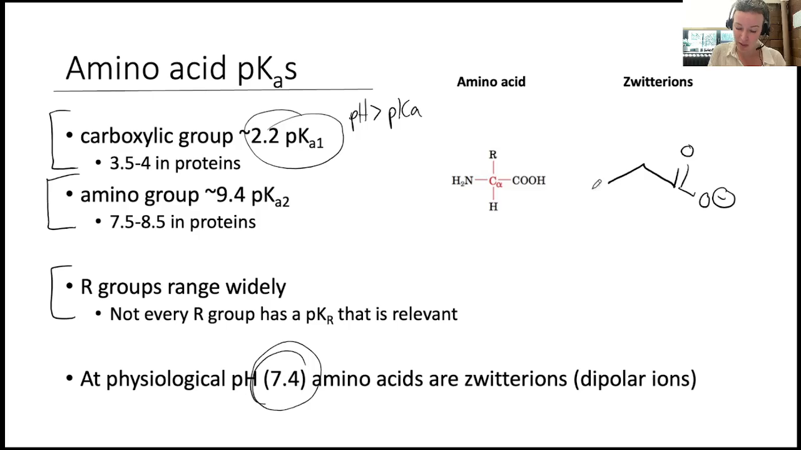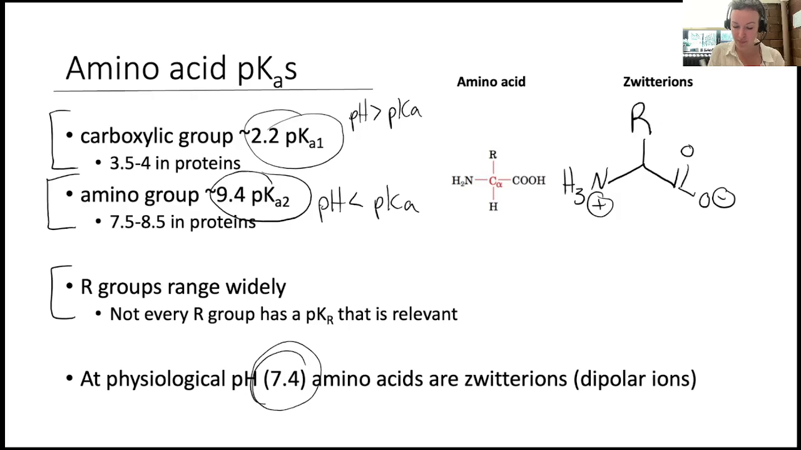What about that N-terminus? The pKa is 9.4. The pH is 7.4. So 7 is smaller than 9. If the pH is more acidic than the pKa, we would expect the N-terminus to be protonated. And let's just leave the R group as is for now.